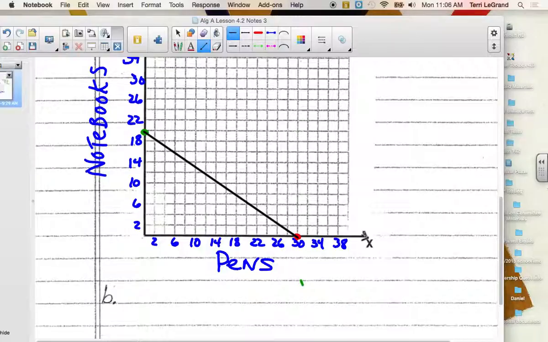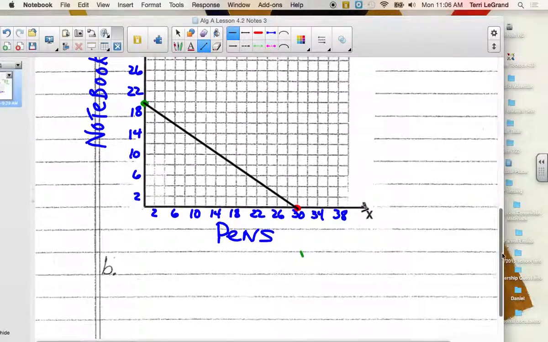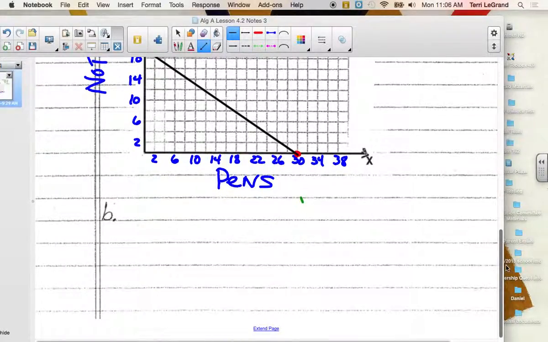So we found the intercepts, we've graphed it. We've done part A, now we need to do part B. What does part B want us to do? Explain what each intercept represents. So let's come down here where I have some space for us to do that. Let's explain, first of all, what does the x-intercept represent?